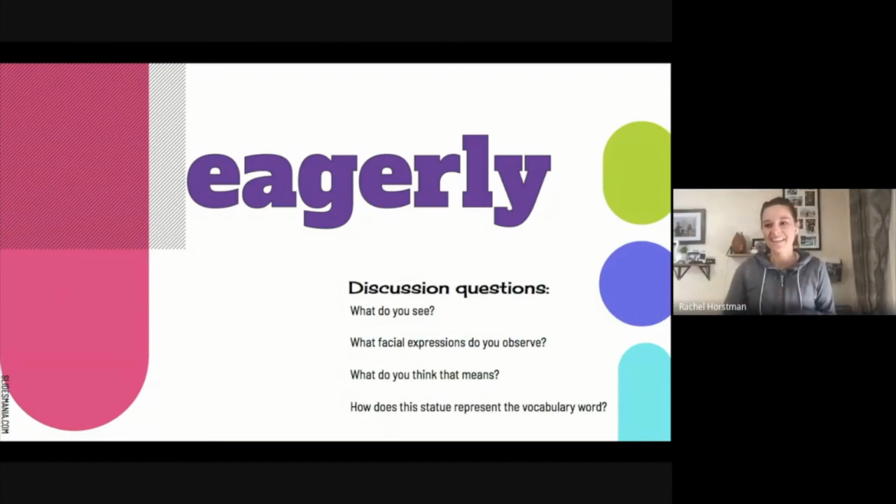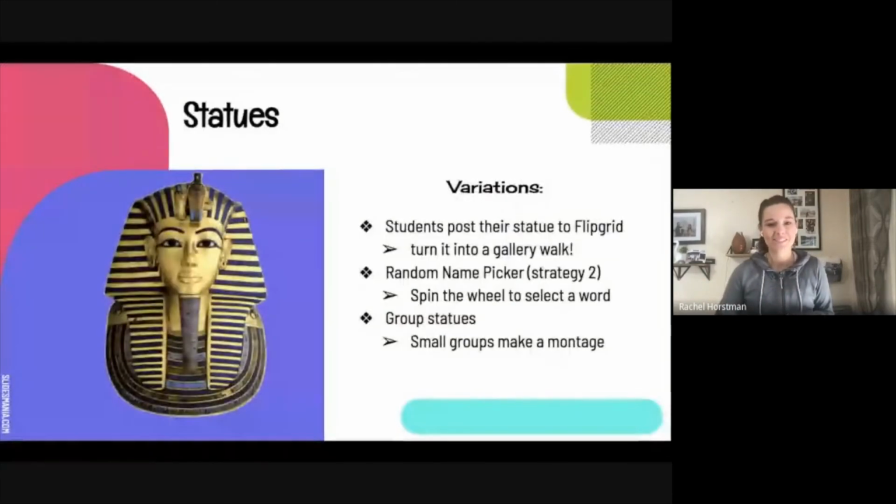And then Kathy, on the next slide, I just have some variations of this assessment. So you could have your students post their statue to Flipgrid. Flipgrid is well known for videos, but you can also do pictures with it. So think again about a gallery walk, having everybody's statue posted up in one place. We did a strategy, it's strategy number 2 in the slide deck, random name picker. You can embed vocabulary words into that spinner and spin the wheel, and that's the statue your students have to make.